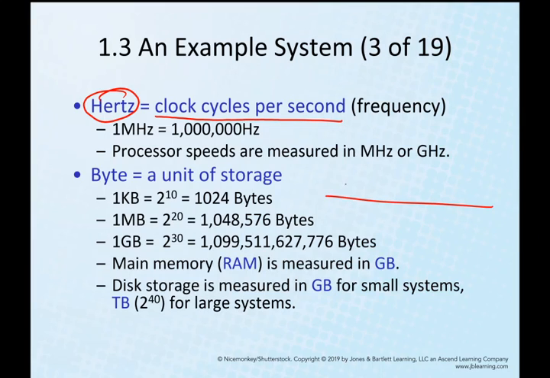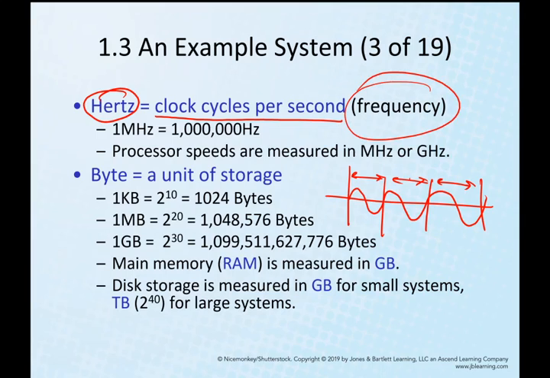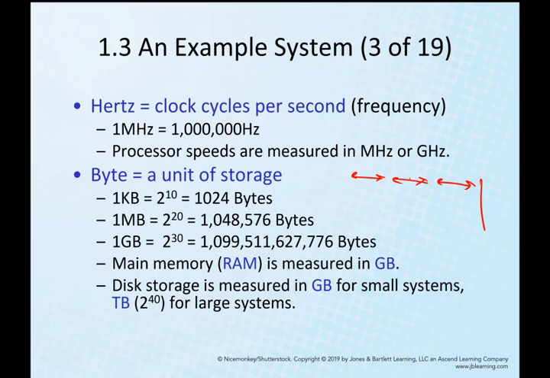So if we have a signal like this and it repeats itself like this, 1, 2, 3, we see that the signal is repeating. We want to see how many times this signal is repeating per second. We call it frequency and the unit is hertz. Okay, so megahertz, 1 megahertz is 10 to the power of 6, which is 1 million.